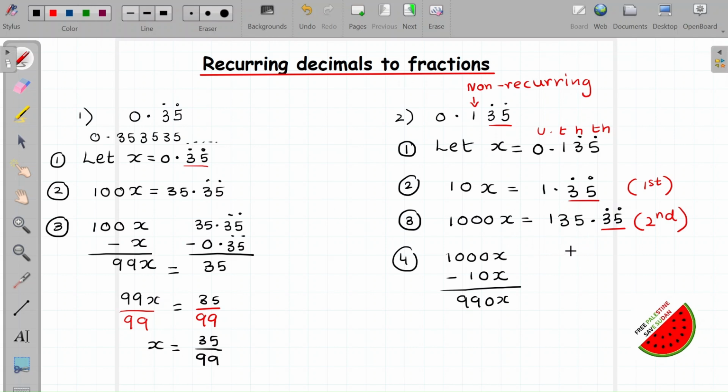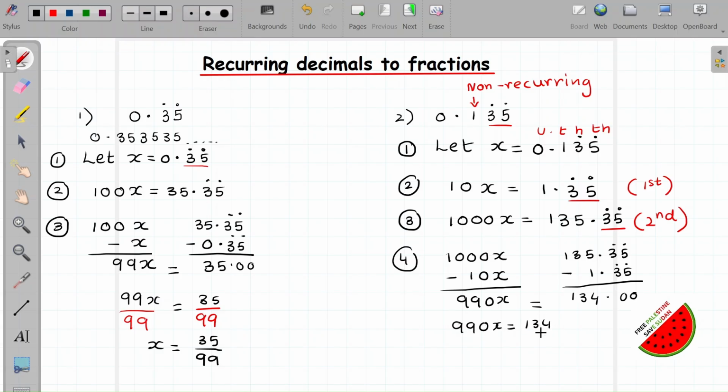On this side, I will have 135.35 recurring. Take away 1.35 recurring. So all of the recurring digits cancel out. So here I'll demonstrate these will all become 0. Same here, 0. And this will become 134. So I have this 990x equals 134.